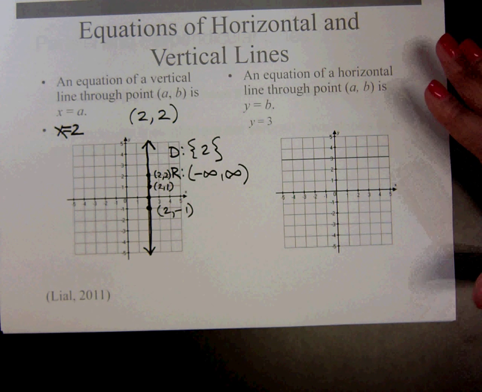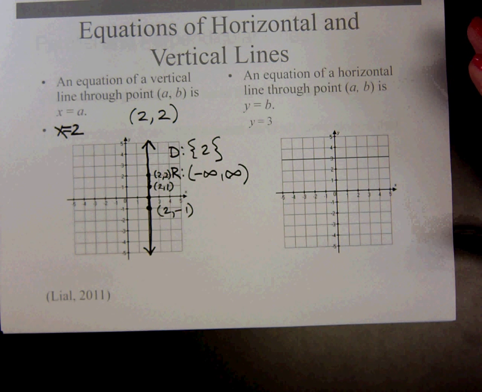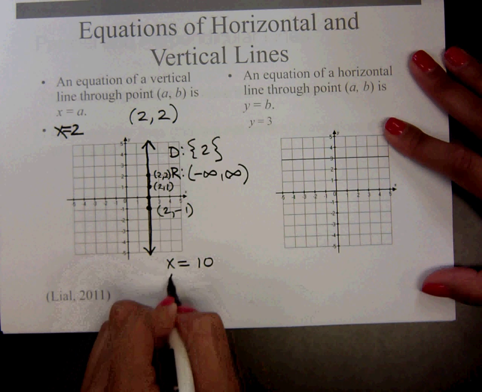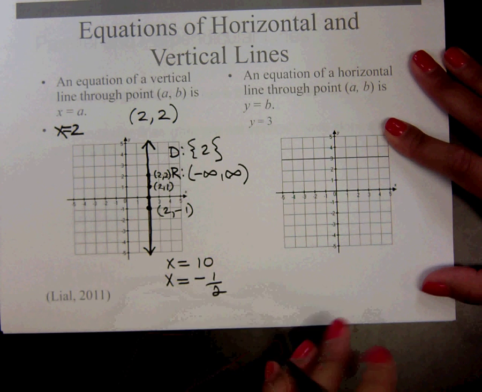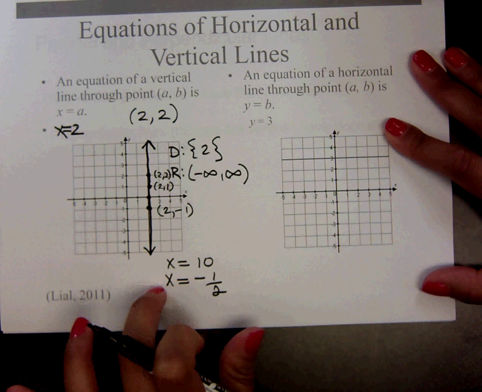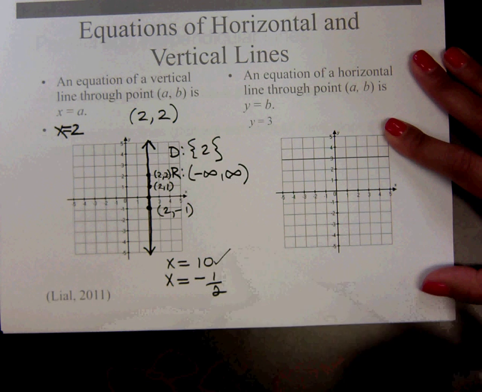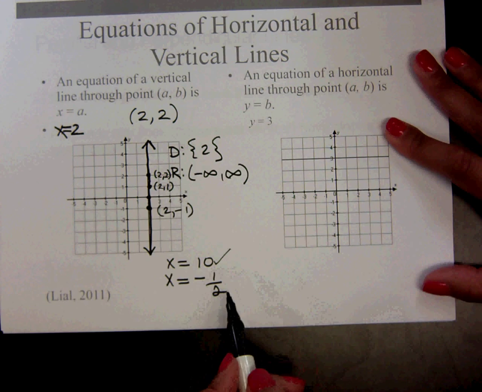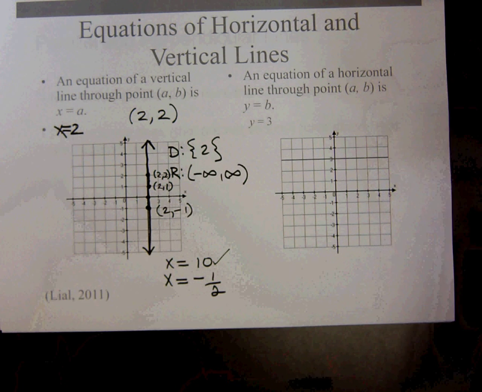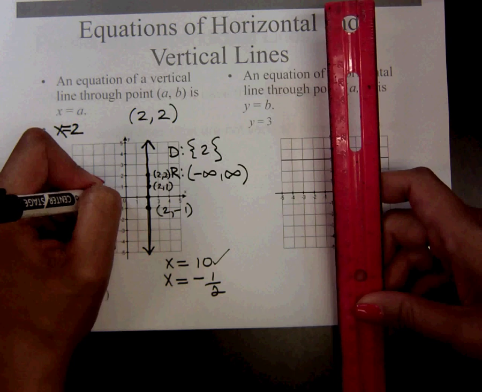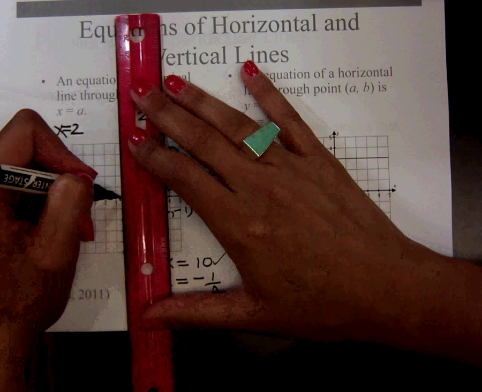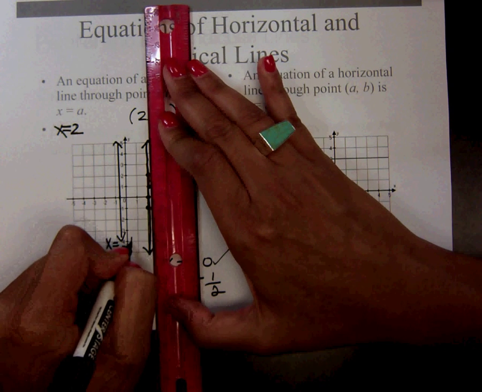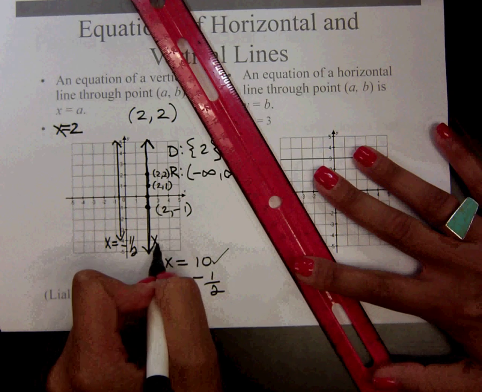So remember, if you see x equals a number, what kind of line is that? Vertical. So x equals 10, x equals negative 1/2. To graph these lines, we draw a vertical line that crosses the x-axis at that number. So for x equals negative 1/2, I would go over to negative 1/2 for x, which is about right there, and I would draw a vertical line right through it. That is x equals negative 1/2. This one is x equals 2.